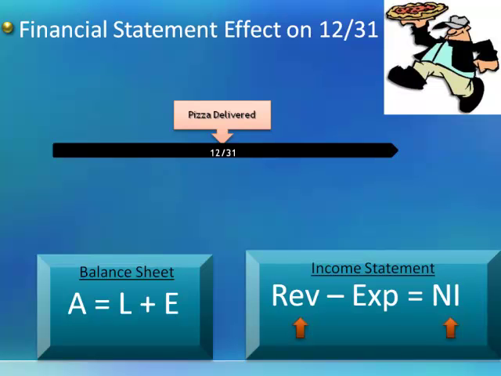Remember from the previous module, net income is a part of retained earnings, and when retained earnings goes up, equity goes up as well. The second thing is cash was received. Cash is an asset, so assets go up. So the result of the transaction of pizza being delivered and cash being received is an increase in revenue, net income and equity, and assets.